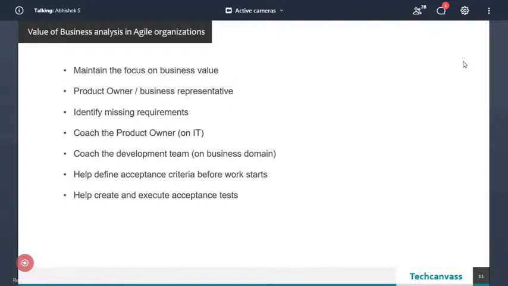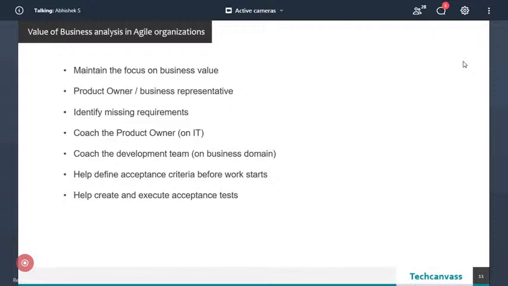And finally, you need to coach your product owner on IT. In many cases, your product owner might not be tech savvy or might not have any knowledge of the software industry. In that case, you might have to coach your product owner, or coach them on the methodologies that you're working on. You also might have to coach your development team on the business domain. As I said, if it is a new business domain that the project is all about, you might have to do a bit of coaching for the development team in this aspect as well.